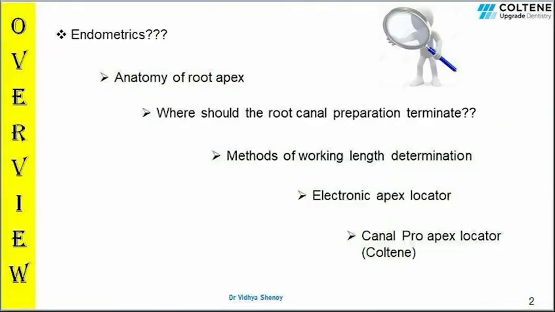So this is an overview of this presentation. First we will see what is endometrics, its importance, what happens if working length is overextended or short, and a brief overview of the anatomy of the root apex. We'll then address the real question, that is, where should the root canal preparation terminate? Different methods of working length determination, electronic apex locators, its generations, how to use it clinically, and its applications in special clinical scenarios such as open apex, retreatment cases and cardiovascular patients. Finally, an overview of the CanalPro Apex Locator, which is a beautiful product from Coltene.